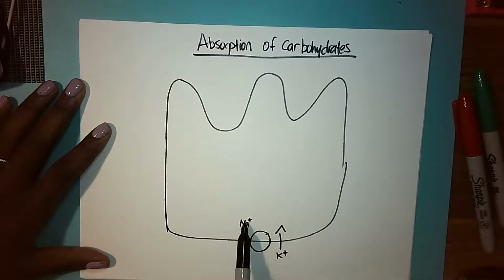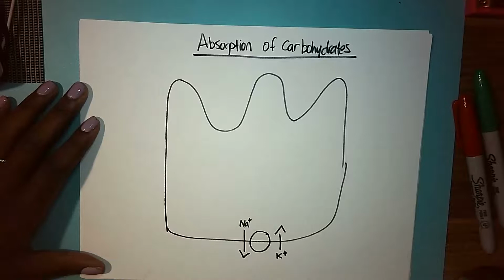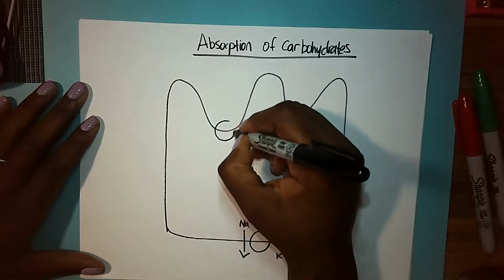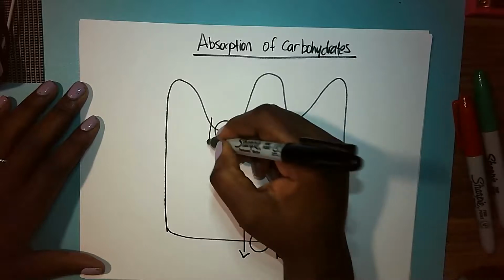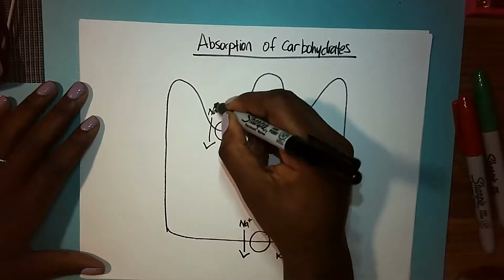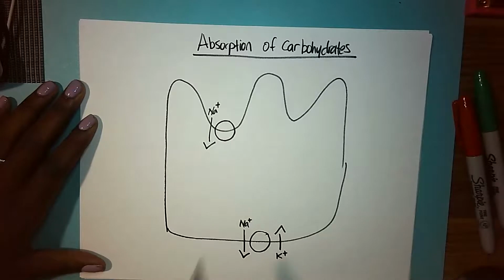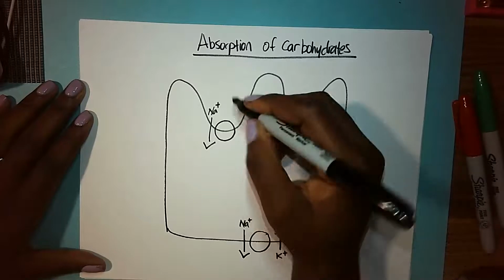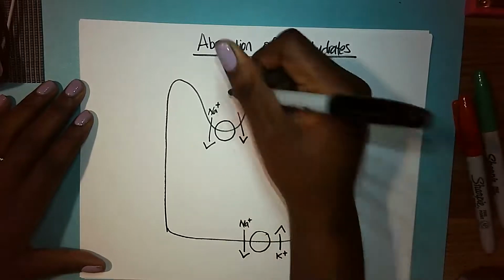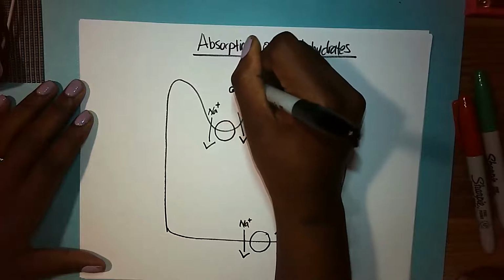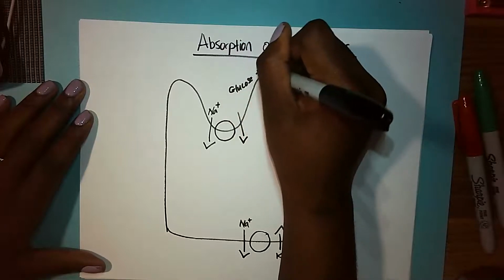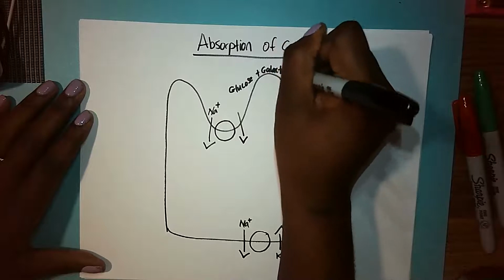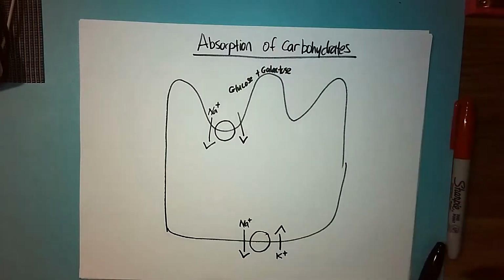Okay, and because we have the pumping of this sodium out, we're going to create a deficit of sodium inside the cell. So therefore, on the apical surface, we can now move sodium into the cell passively. Okay, and as we move sodium into the cell passively, we can then bring another molecule. In this case, we're looking at things like glucose and galactose. Using the energy that's liberated there.